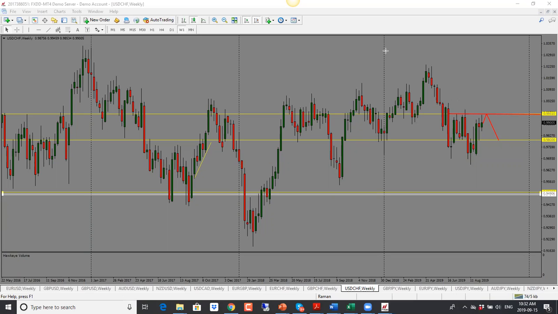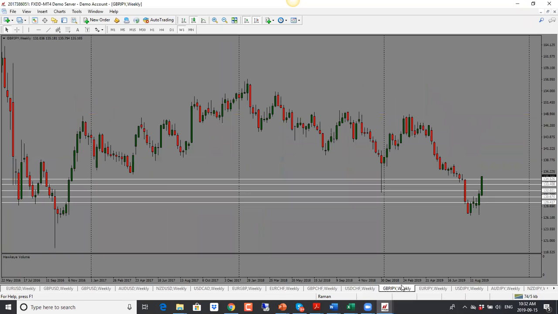0.9800. So for now, bias is neutral here and is likely to turn bearish if it stays below 0.9950. So neutral bias for dollar Swiss franc for now.